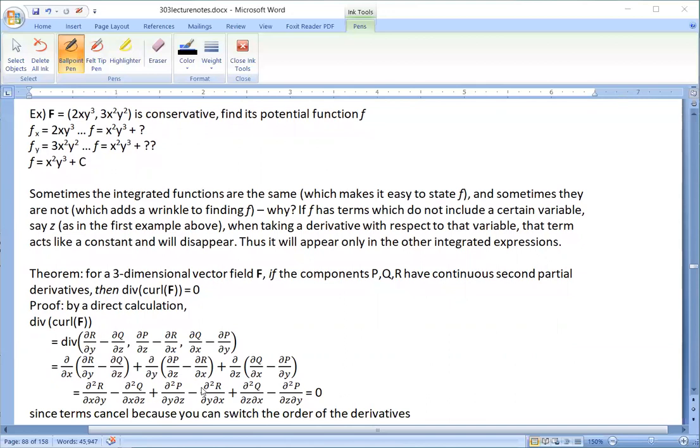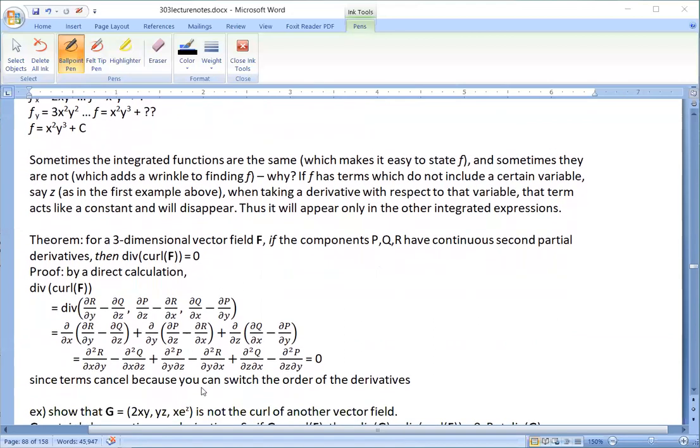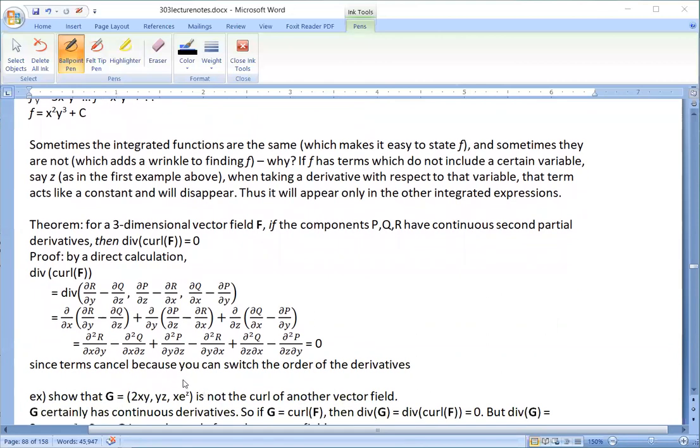Okay, so this is a nice theorem, a nice fact. How can we use this? Show that this vector field is not the curl of another vector field. How can we show that? Well, first of all, using our theorem, we check the conditions. We need to have continuous second partial derivatives. This is just polynomials and exponential functions, so taking derivatives and being continuous is never a problem.